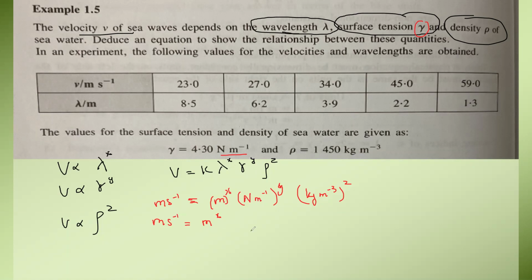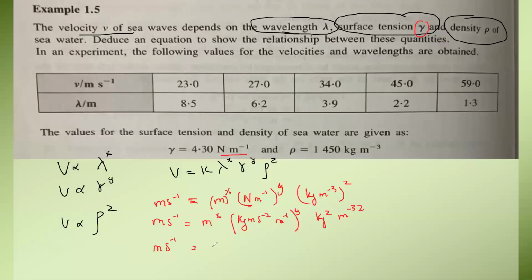Now Newton itself is not the SI base unit. Newton is kilogram meter second raised to power minus 2. That is what Newton is. And meter minus 1 multiplied by y. And then this will be simplified: kilogram raised to power z, meter raised to power minus 3z. Now we simplify this further.